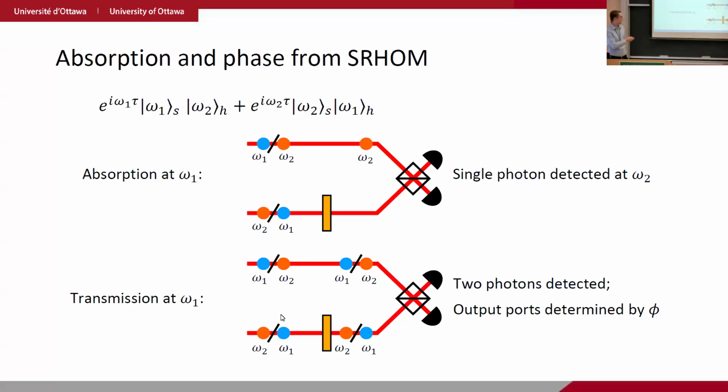If the sample transmits its photon, we have an entangled state of the two photons arriving at the beam splitter. We get a phase-sensitive Hong-Ou-Mandel interference pattern. So we still have this heralded process that you see in Kalashnikov's absorption spectroscopy, but now we also get phase as well.